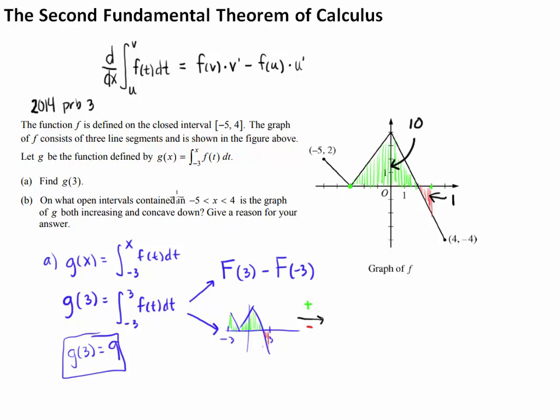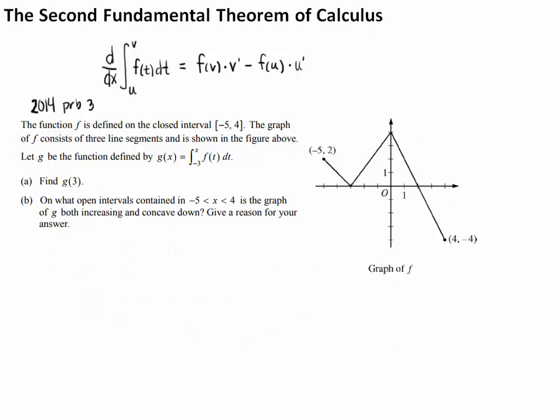So now let's take a look at part B. I'm going to go ahead and erase this. All right, so part B says, on what open intervals contained in -5 to 4, so it looks like we're going from the whole thing, -5 all the way to 4, is the graph of g both increasing and concave down? Give a reason for your answer.